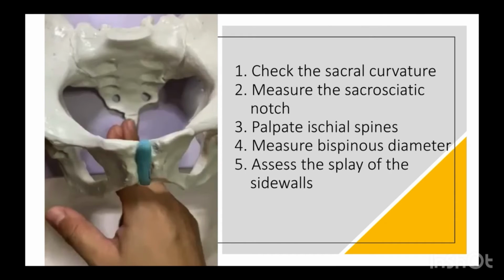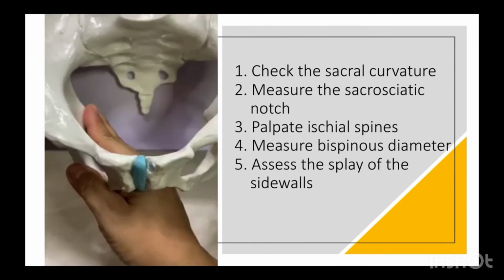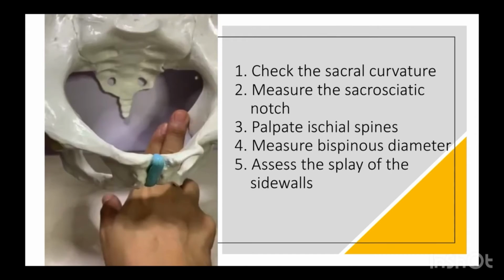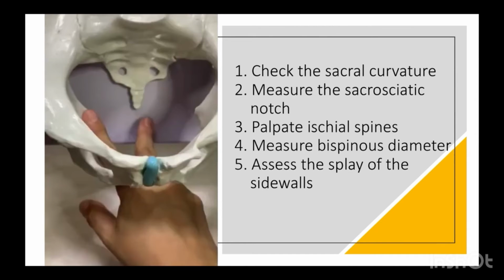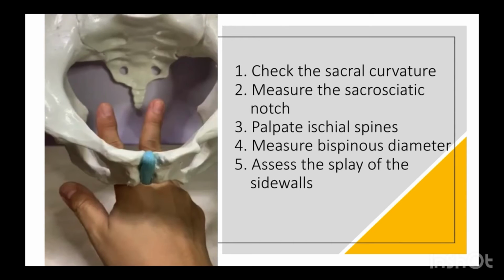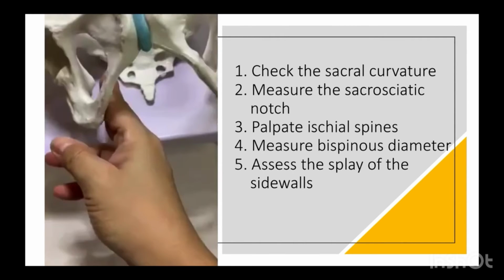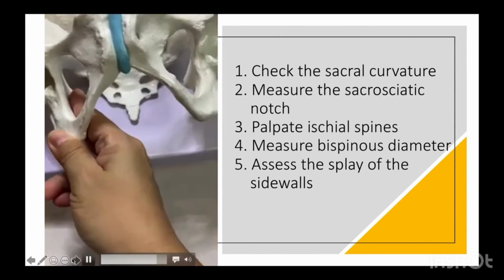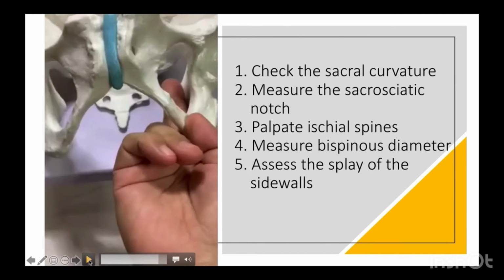Next, we have to palpate the ischial spines. Note whether it's blunt or prominent. Then measure the bispinous diameter. Normally, this should be more than 8.5 centimeters. And lastly, we assess the splay of the side walls.